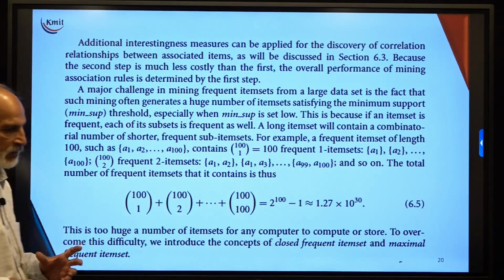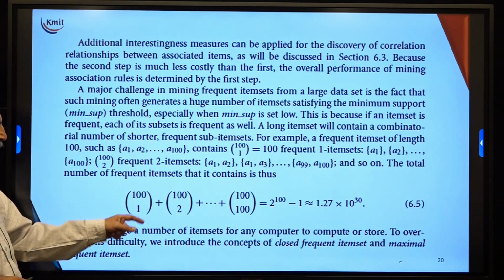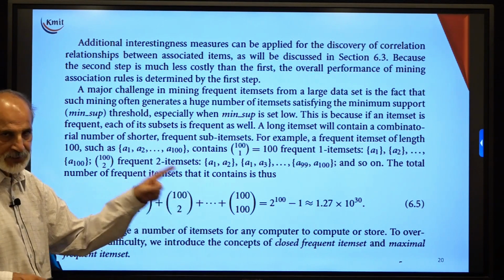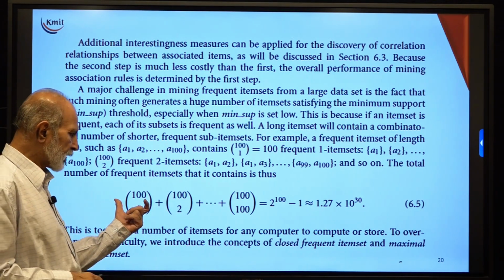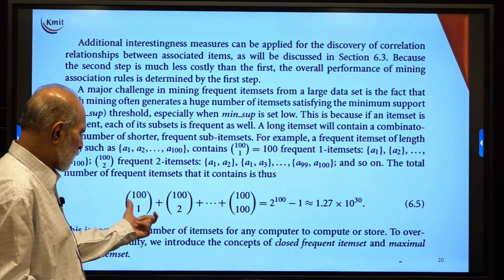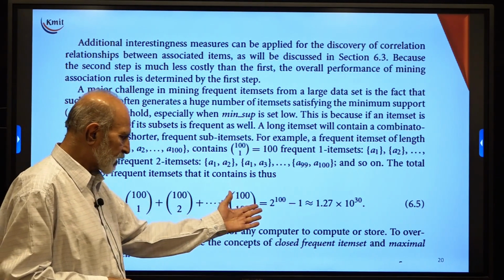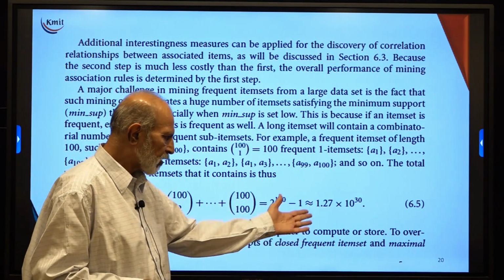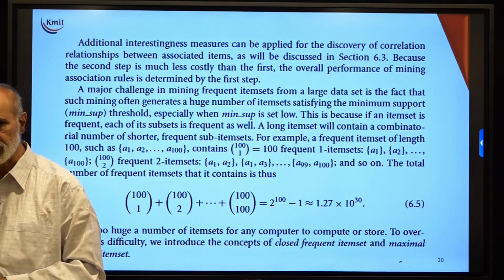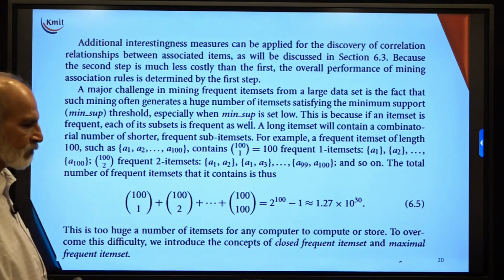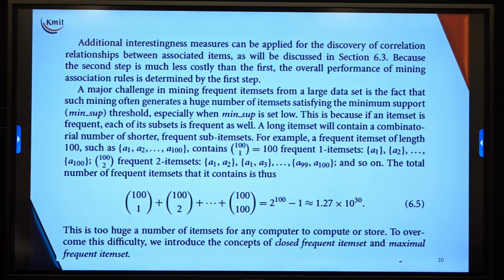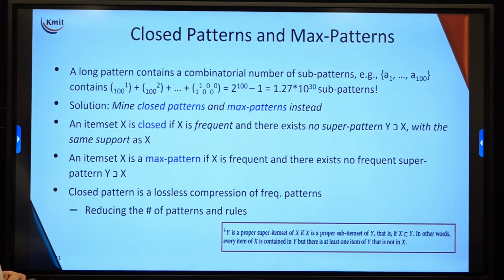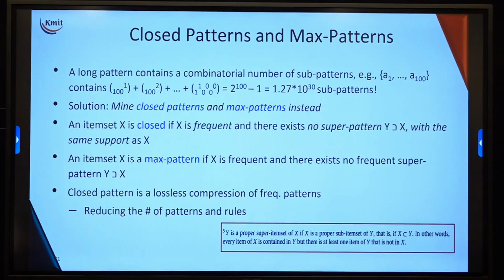So if we take 100 one item sets, 100 two item sets, up to 100 choose 100 item sets, and go on adding, the total number of item sets comes roughly to 2 raised to power 100 minus 1, or approximately 1.27 times 10 raised to power 30. Now this is very difficult to manage, very difficult to realize and very difficult to implement too. So what shall we do? We go for a closed pattern, maximum pattern. We try to reduce the pattern and we try to have a sub pattern.